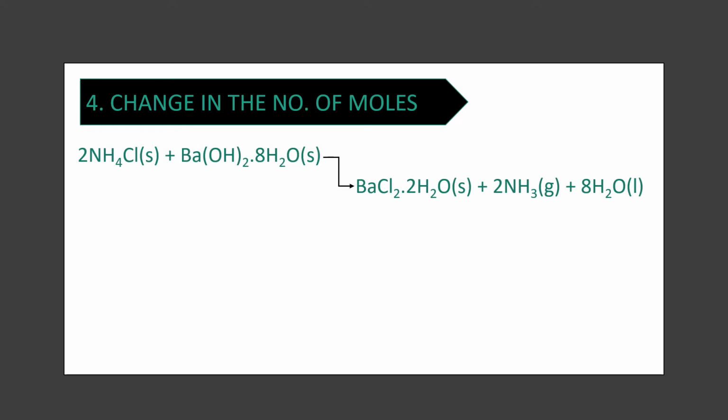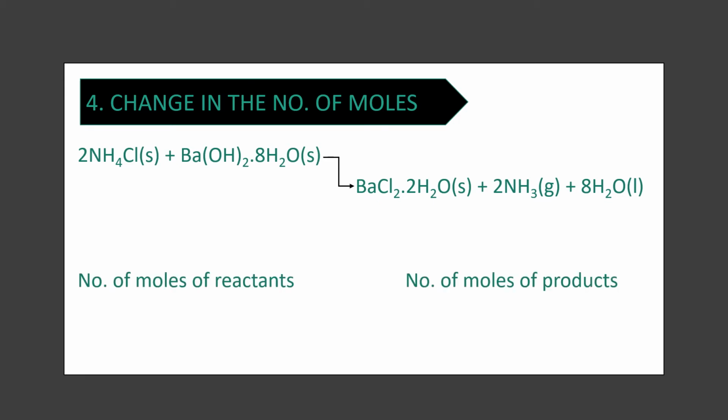To work out if the entropy increases or not, what we do here is we check the number of moles on both sides, that is on the reactants and product side. So let's count the number of moles on both sides. Let's start with the reactants. Check the number of moles of each species there. As you can see, 2 moles of ammonium chloride and then we have hydrated barium hydroxide, 1 mole. That gives you a total of 3 moles of reactants.